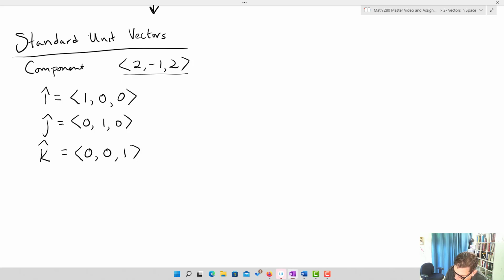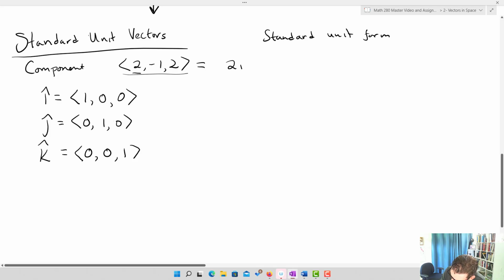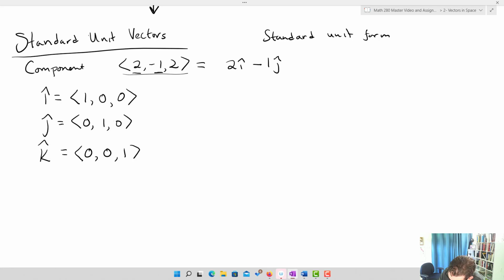So I'm going to write the vector in standard unit form, which is what you're going to see. Standard unit form is going to be, take the x value, 2i, minus 1j, because you've got the -1 for the y component, plus 2k. And each one of them has a hat that represents that we're looking at a standard unit vector.